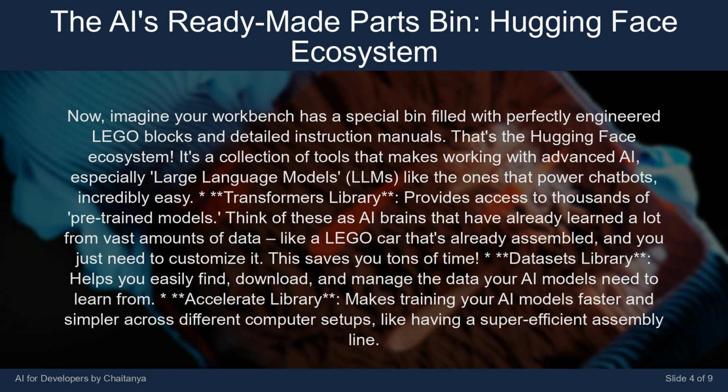Transformers Library provides access to thousands of pre-trained models. Think of these as AI brains that have already learned a lot from vast amounts of data, like a Lego car that's already assembled, and you just need to customize it. This saves you tons of time. Datasets Library helps you easily find, download, and manage the data your AI models need to learn from. Accelerate Library makes training your AI models faster and simpler across different computer setups, like having a super efficient assembly line.